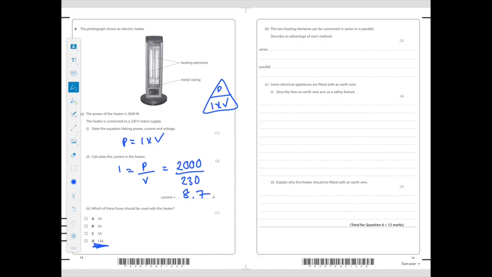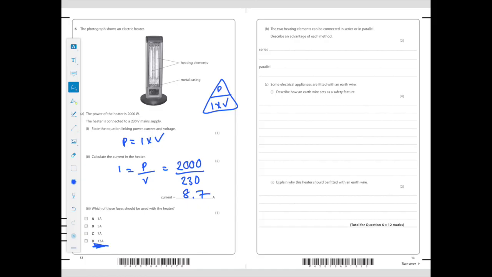Some electrical appliances are fitted with an earth wire. Describe how an earth wire acts as a safety feature, and that is worth 4 marks. So state that first of all the earth wire is connected to the metal casing, and that if the casing becomes live, the earth wire provides a low resistance path to obviously the earth. And then you can talk about the use of a fuse which is attached to the earth wire, so that increasing current will cause the fuse to melt, breaking the circuit which cuts off the supply.